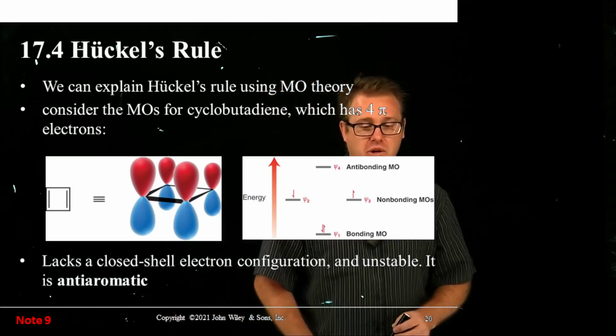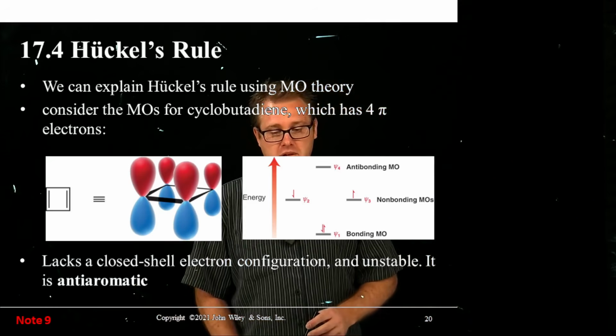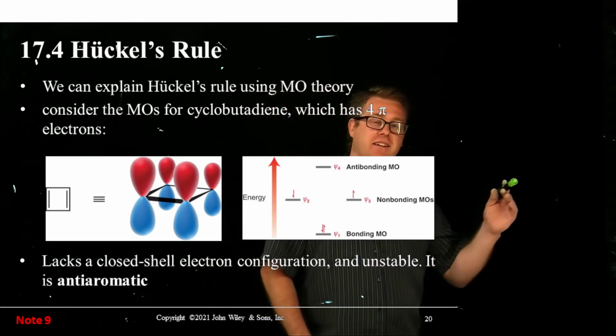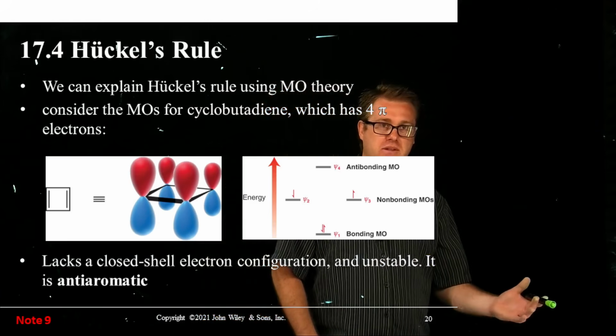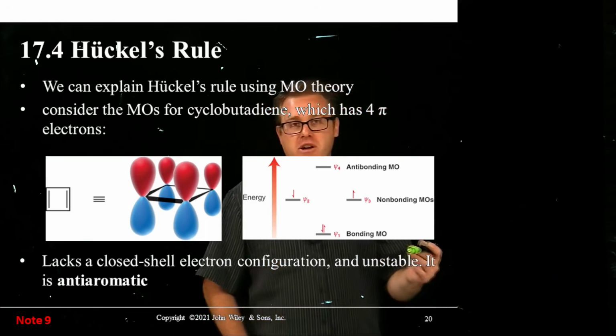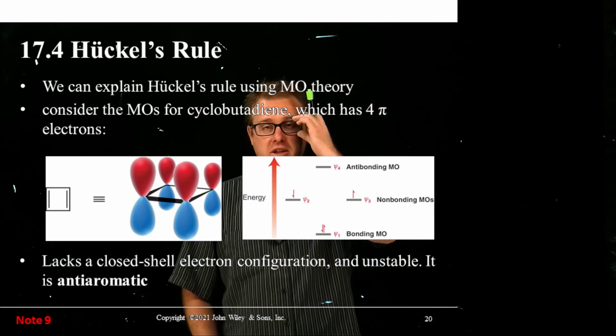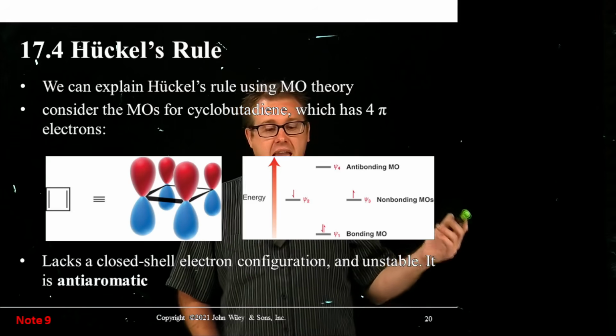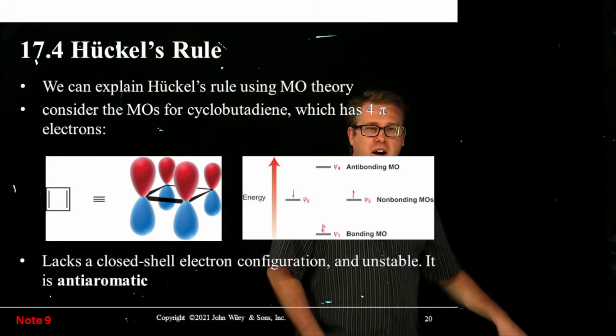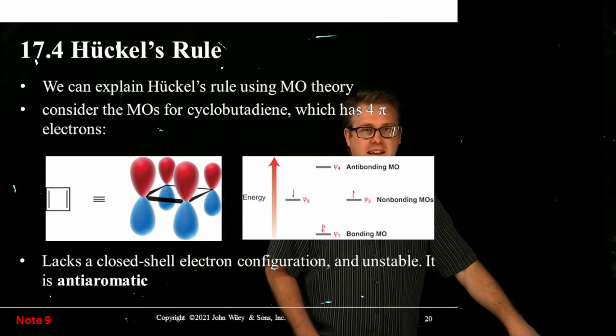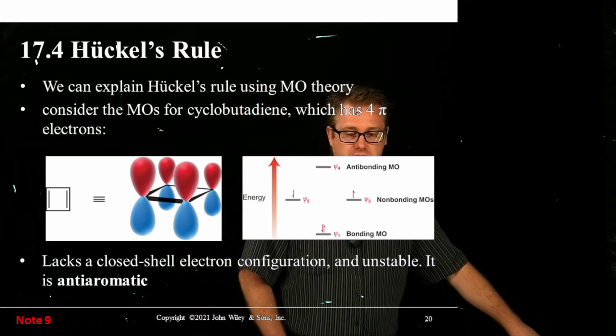Whenever you have an aromatic compound, you're going to have the electrons in the bonding orbitals. But the moment that you start introducing electrons into non-bonding orbitals and anti-bonding orbitals, the odds are your compound's going to be anti-aromatic.